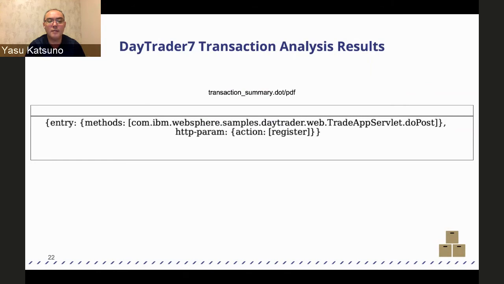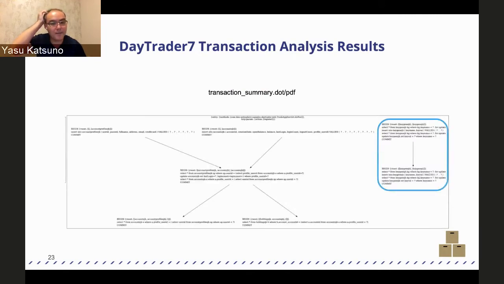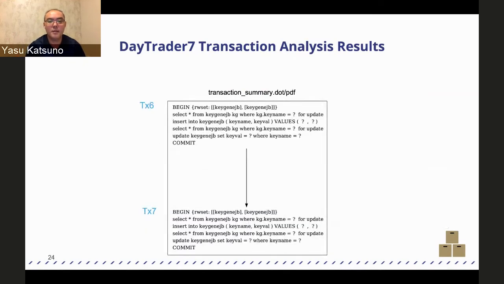So this one box is 7 transactions called from one register API. Let's go back to the overview. So let's check the light blue box. Zoom in. You can see TX6 and TX7.